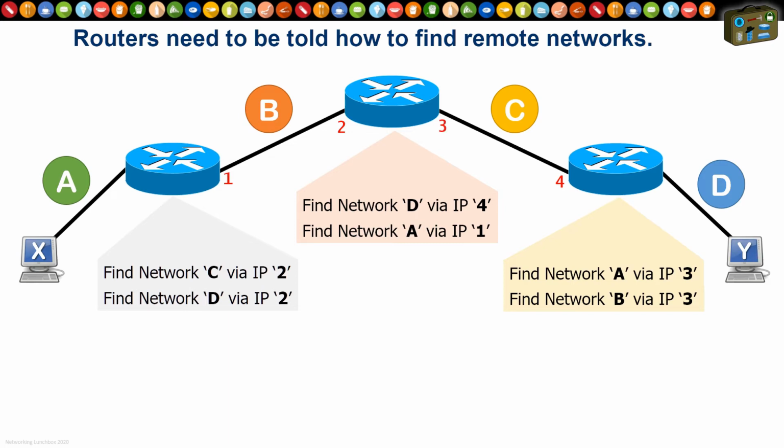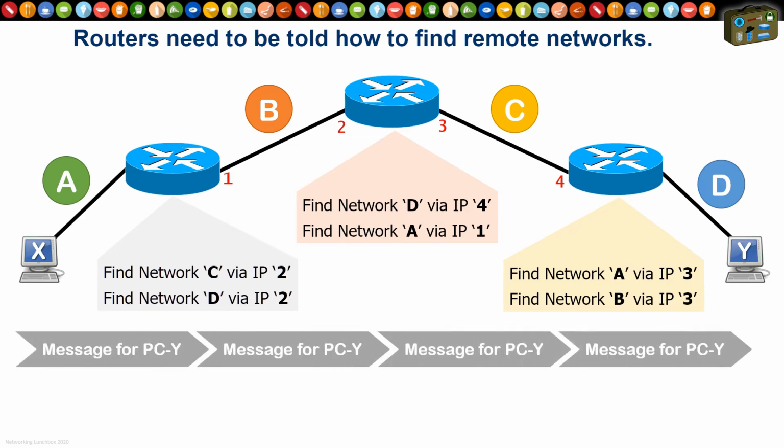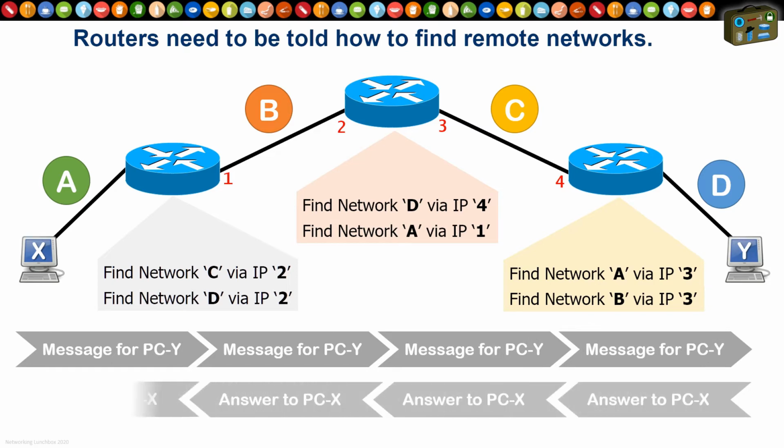So the left-hand router has A and B directly connected and we've told it how to find C and D. The middle router has B and C directly connected, so I've told it how to find network D and A. And the right-hand router has networks C and D directly connected, so I've had to tell it how to find networks A and B. And now the traffic can flow through the routers from PCX to PCY and back again, and everybody knows how to move that data around.